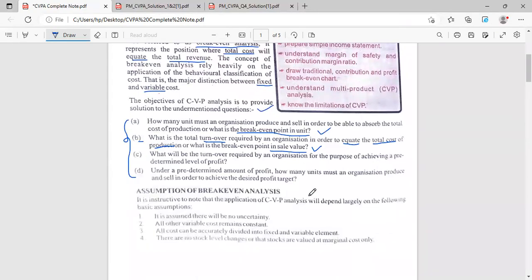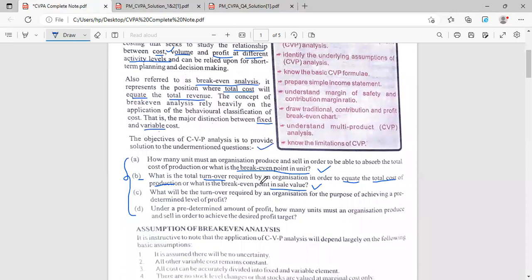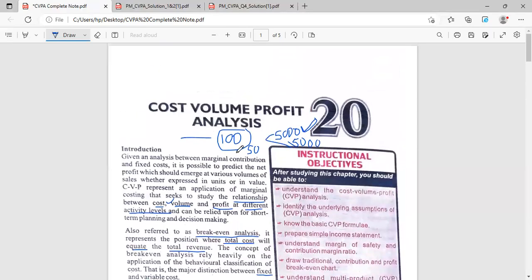The beauty is that if a question tells you, A, determine the break-even point in units, B, determine the break-even point in sales value, if you have gotten your units, the only thing you need to do is to multiply units by sales per unit. You will get your break-even point in value. So that's what I did here. Since I already know my break-even point in units is 100, I will just multiply it by how much I want to sell one, 50 naira. That is going to give me my break-even point in value. So break-even point in value is simply break-even point in units multiplied by selling price.